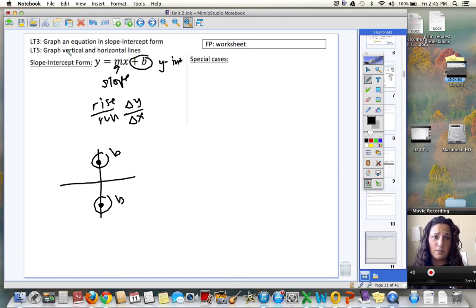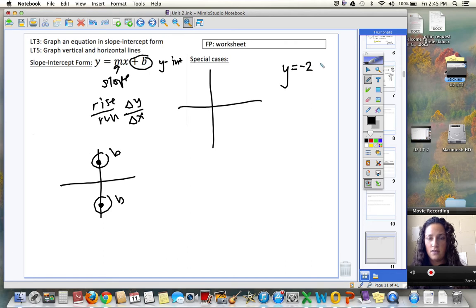My special cases would be these vertical and horizontal lines. So if I have a graph, I'm going to graph them all. Just say I have y equals negative 2. There's no x here. It's just y equals negative 2, which means I don't have anything to give me a slope. So what I'm going to do is I'm actually just going to graph that point. So let me just make a little graph first. So I'm going to graph the point where y is negative 2, and y is negative 2 right here.